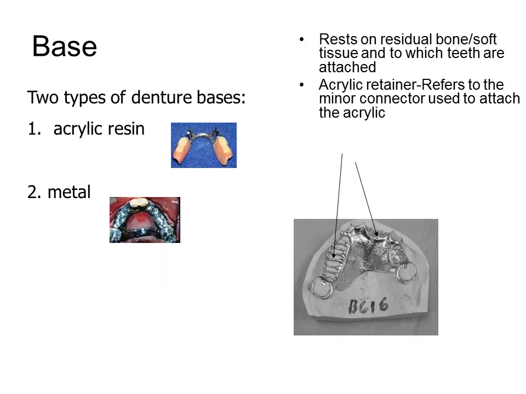The denture base is that component which rests on soft tissue and bone, and to which the artificial teeth are attached. Denture bases are of two types, acrylic resin or metal. Each base has definite indications for use, each with advantages and disadvantages.